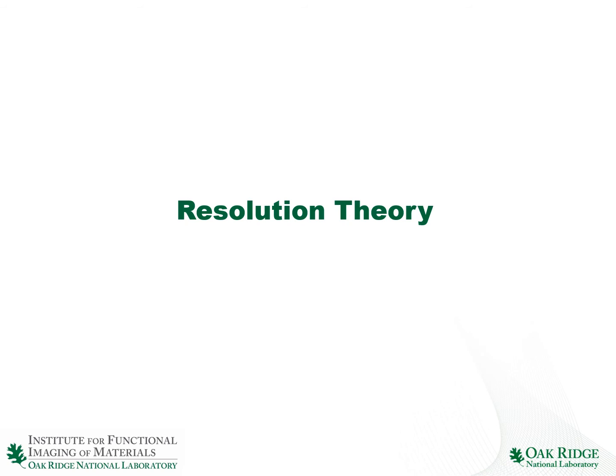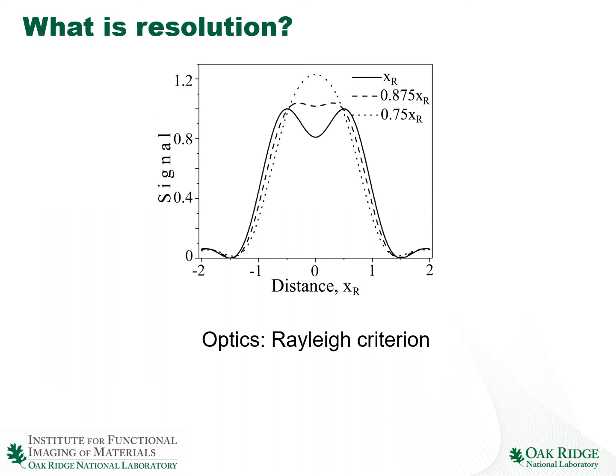Now, let's transition to the resolution theory. So, how high a spatial resolution can PFM give us? And of course, here the first question is, what is resolution? In optics, the classical definition of resolution is based on the so-called Rayleigh criterion, which basically defines at which distance between two point scatterers they can still be distinguished. If they are distinguished, the profile goes like this. If they are almost distinguished, the profile is still barely visible. And finally, if they are too close, below the resolution, we see only one object rather than two objects.